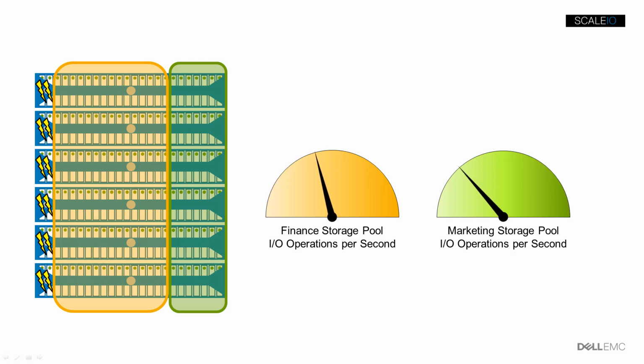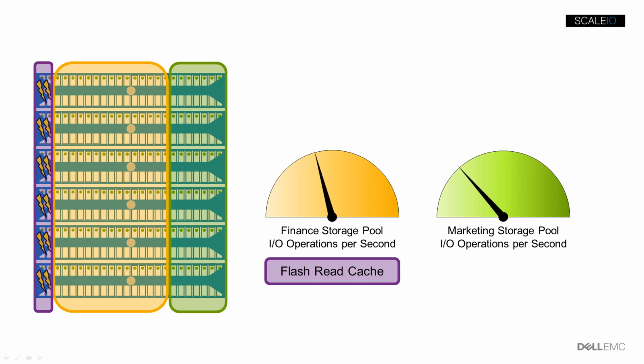These servers contain SSDs as well as spinning media. These SSDs are available, so they can also serve as a read cache. Addition of the read cache will further accelerate the finance storage pool. Once the end-of-quarter processing is complete, the administrator can return the stored resources back to their original configuration.